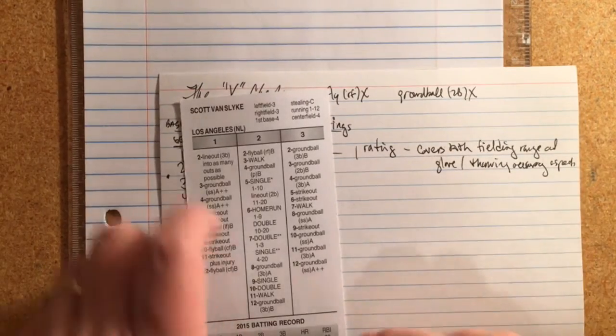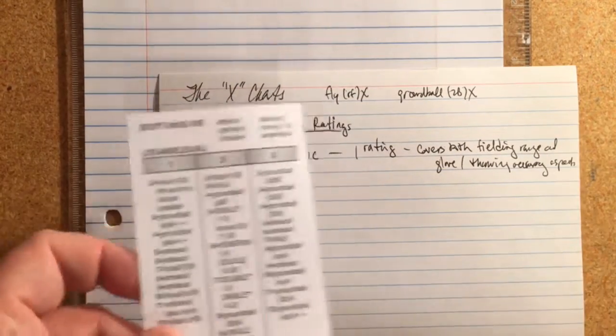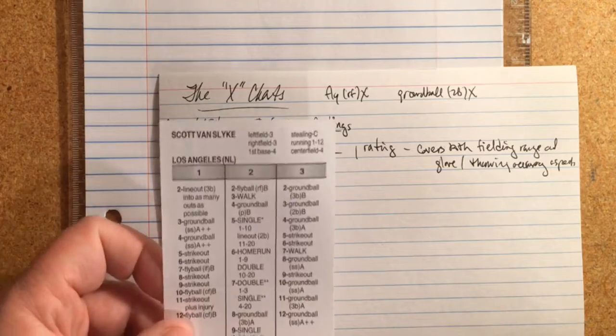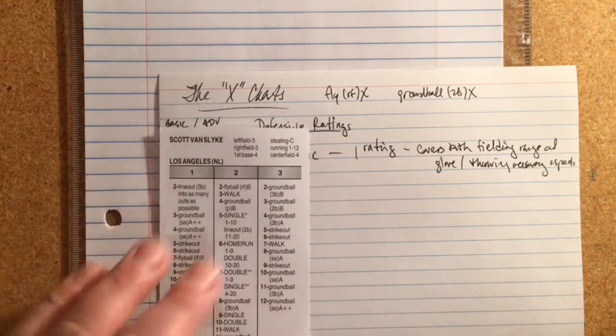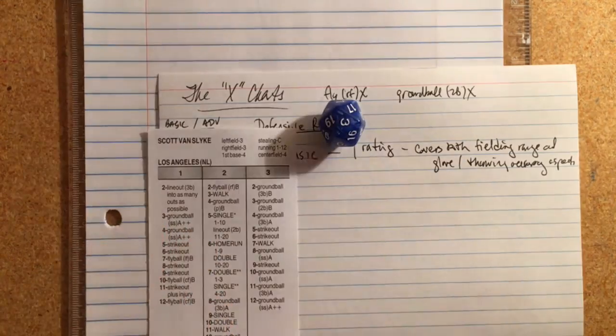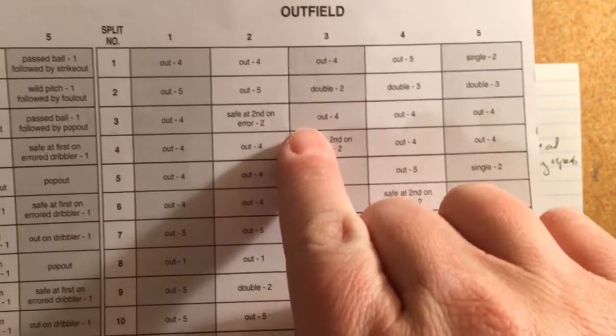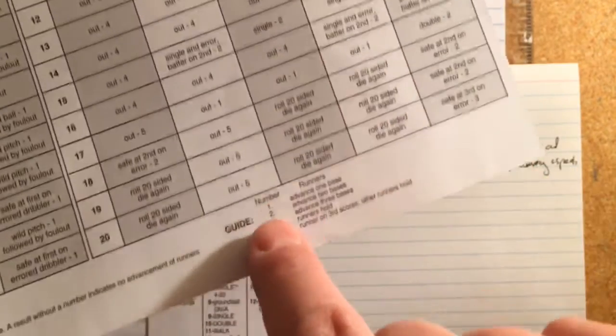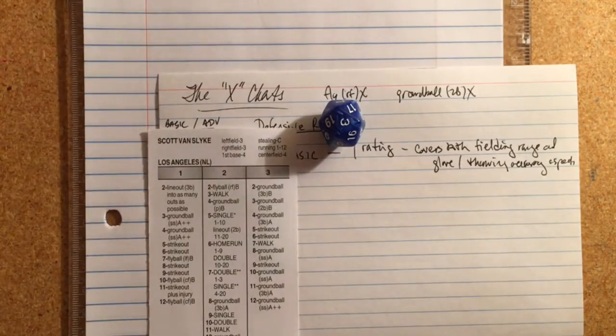Now, in basic, what you would do is, let's say you get the fly ball, right field X. So Van Slyke's a 3. All you have to do is roll the D20, and you get a 3 and a 3, and you go to the chart and you say, okay, I take outfield, 3, 3. Okay, that's an out with the 4, and that means that the runners have to hold. So that's how that works.